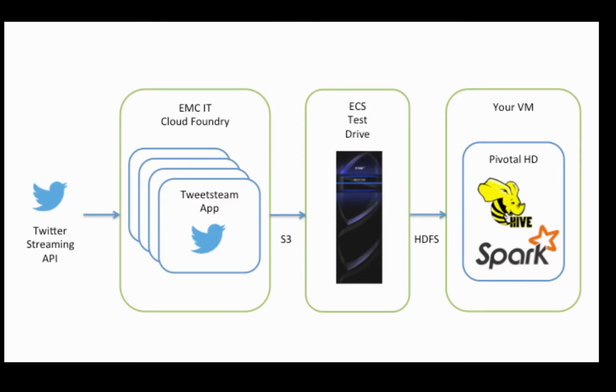Hi everyone. The goal of this demo is to demonstrate the ability to store a large amount of JSON data on ECS using the Amazon S3 API and to analyze the data in place using Apache Hive and Spark. To get a large amount of JSON data, I've created an application that listens on the Twitter stream and stores the data on ECS using the S3 API.